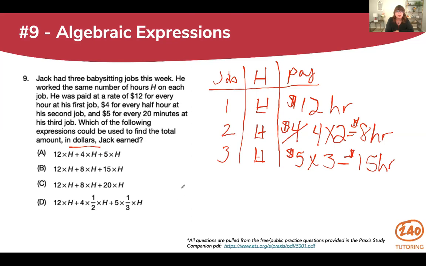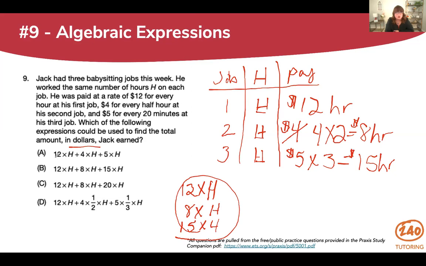We would have to do 12 times the hours he worked for the first job. Then we'd have to do 8, I'm sorry, that should be an H, 8 times the hours he worked for the second job, and 15 times the hours he worked for the third job, and then add all that together. So now we just need to look for an expression that matches that.